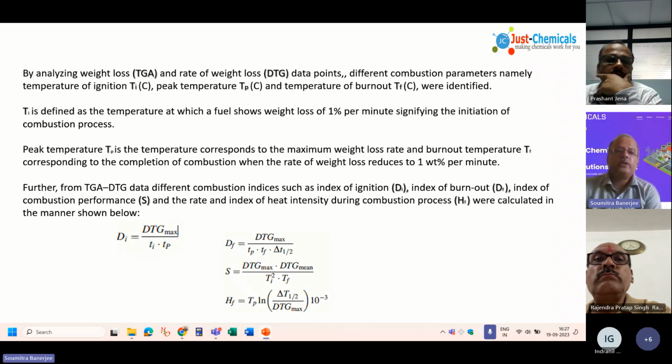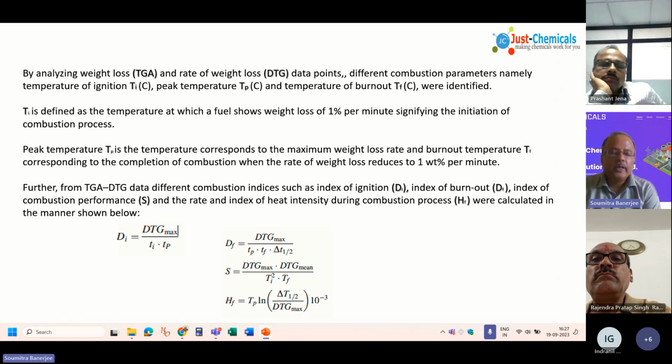Now, this is what we did actually. We did weight loss analysis, which is termed TGA, and the rate of weight loss, the rate at which the weight loss was happening, which is denoted by DTG data points, and the different combustion properties. One is temperature of ignition, at which the coal should ignite. The peak temperature, the highest temperature the coal can reach, and the temperature of burnout. Before charring, there is a burnout. The temperature of the burnout was identified.